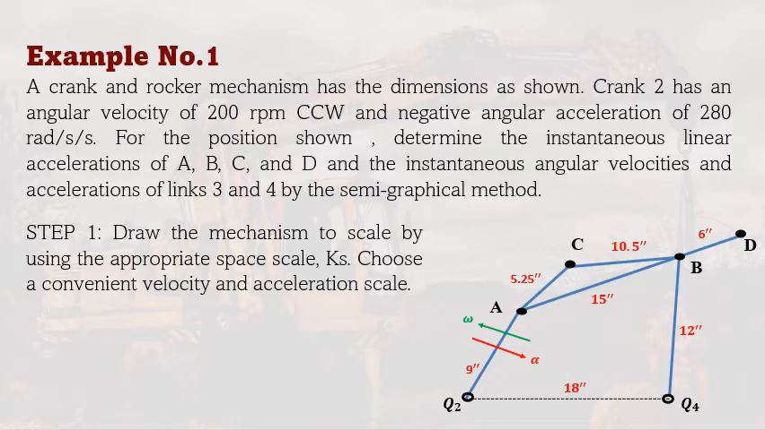For this problem, I chose the space scale of 1/4. Meaning all of the actual sizes here will be 1/4 in the drawing on the paper. So you divide the dimensions by 4. Meaning 12 will become 3 inches in the drawing, and so on and so forth. The velocity scale is 5 feet per second, meaning 1 inch in your drawing is 5 feet per second in computation. And then the acceleration scale is 100 feet per second squared.